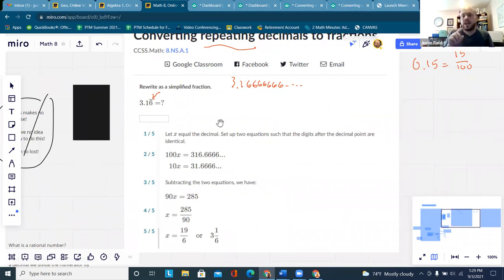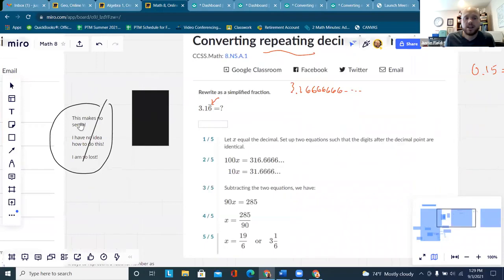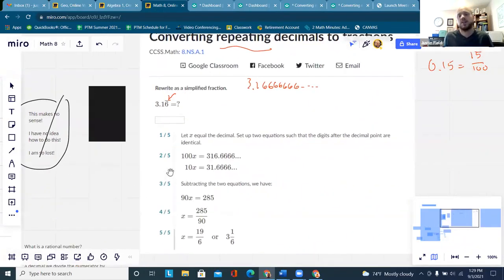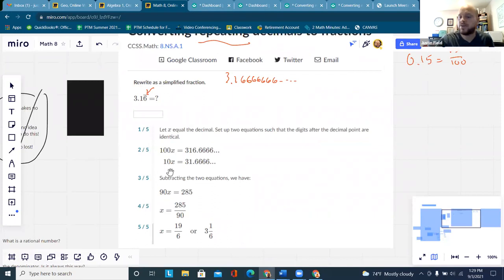So let's focus again on reading these hints and coming up with good questions so that you don't say things like, this makes no sense. I have no idea. I'm so lost. All right, so I'm not going to reach my 15-minute time. That's okay. All right, so let x equal the decimal. Set up 2 equations such that the digits after the decimal are identical.